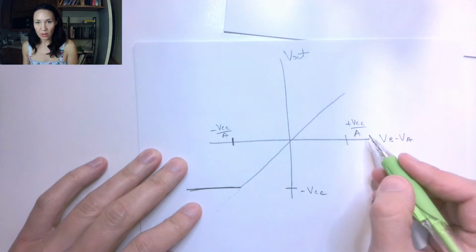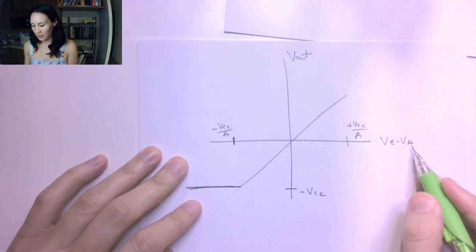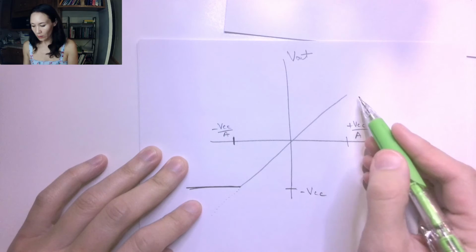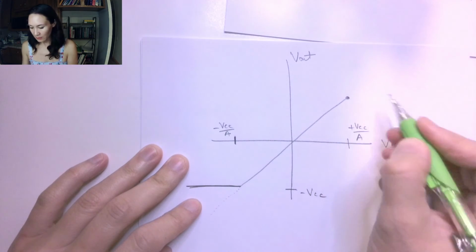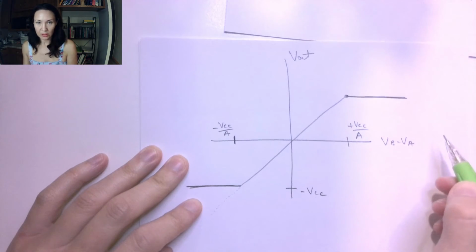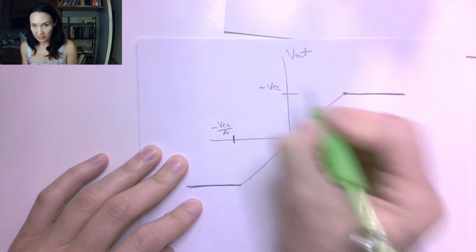So it's the same story up here. If the difference between VB and VA is greater than positive VCC over A, we're going to have a clipping because this is bounded by our power supply voltage. So this is going to be a maximum of positive VCC.